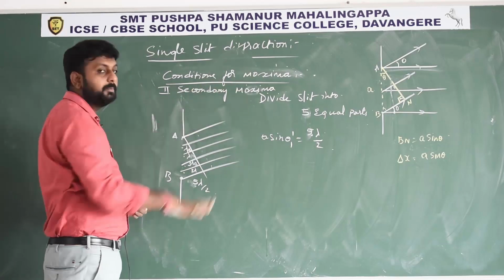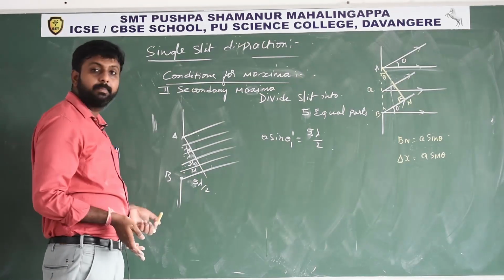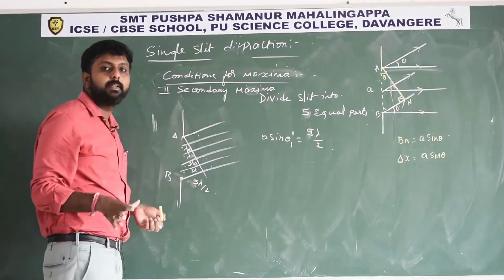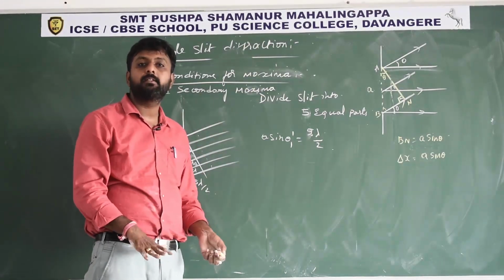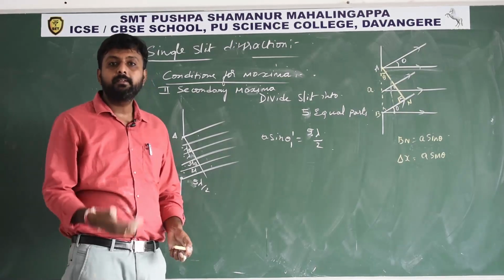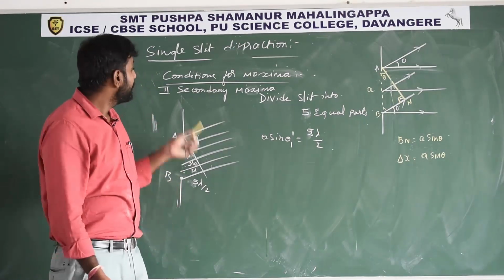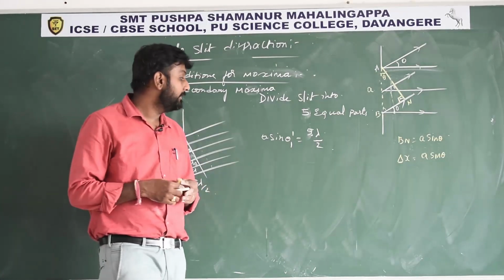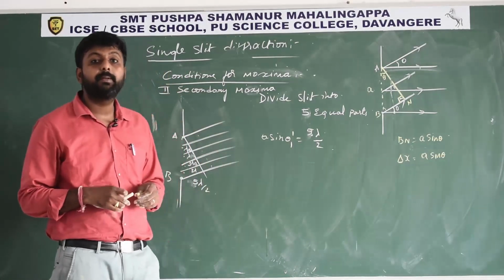This is live at that point. This is not forming a dark fringe. Hence, due to this portion only we are getting some brightness. Here the brightness is decreased, but there is some brightness. Hence, we will say this is a secondary maxima. For the second secondary maxima, A sin theta dash is equal to 5 lambda by 2.